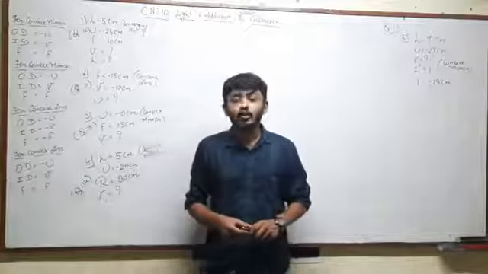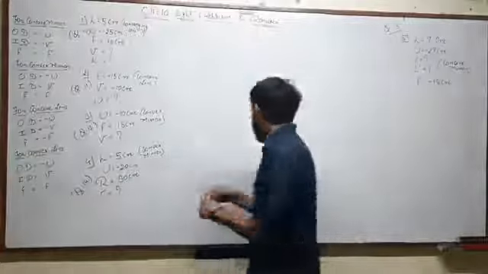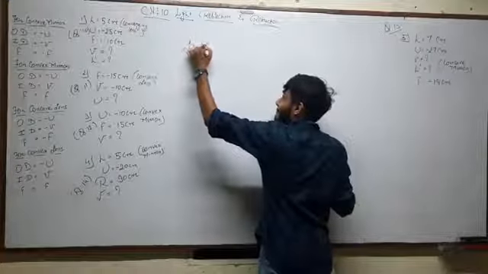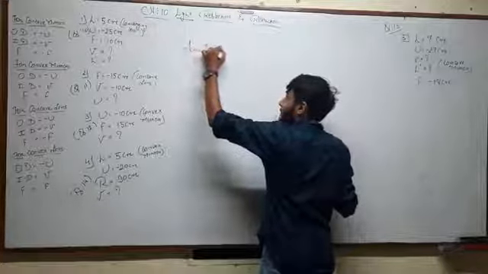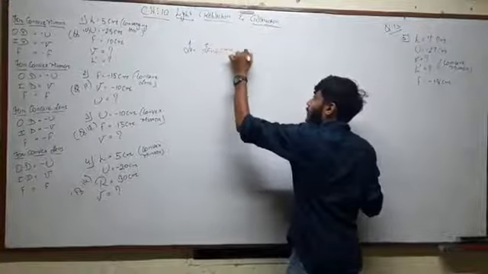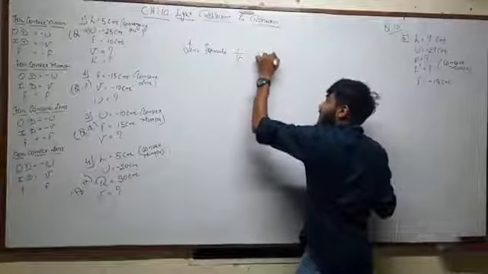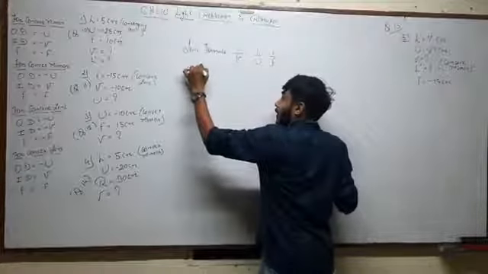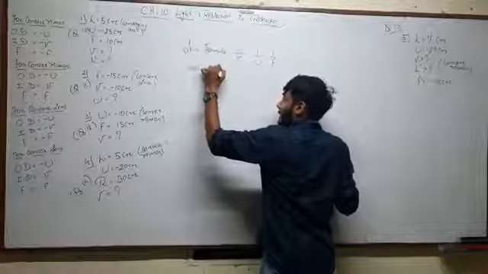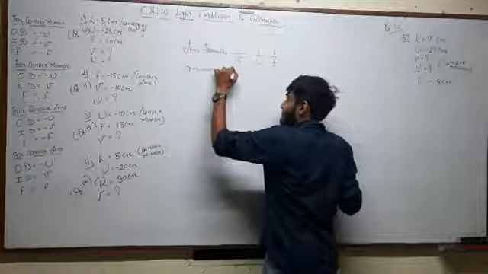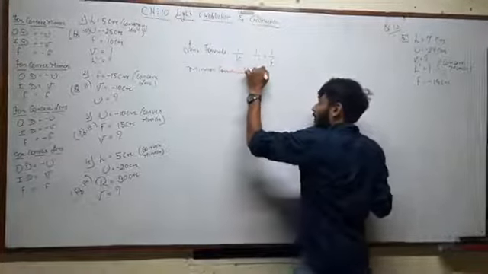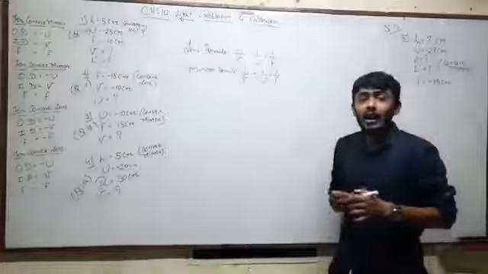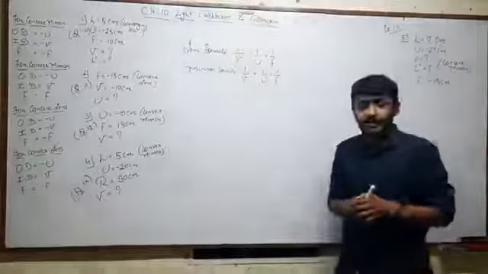One more thing we will do in the revision is that the lens formula is 1 upon V minus 1 upon U is equal to 1 upon F, whereas the mirror formula is 1 upon V plus 1 upon U is equal to 1 upon F. Lens formula and mirror formula were like this.